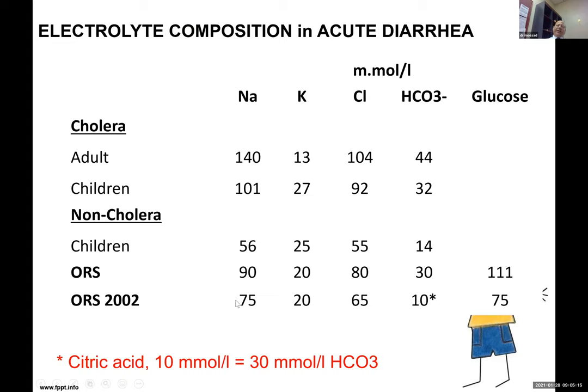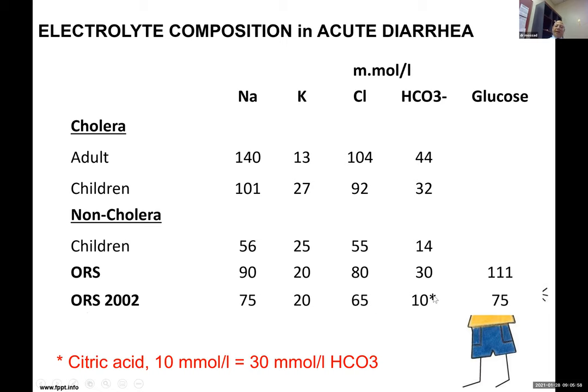Electrolyte composition of the diarrhea is very important to know, to know how much sodium and potassium the patient lost, especially in secretory and osmotic diarrhea. And from that analysis, we can go to the composition of the ORS, especially the revised one by the WHO. So we need sodium about 75, potassium 20, chloride 65, bicarbonate 10, like that. So that's why the ORS is developed like that.